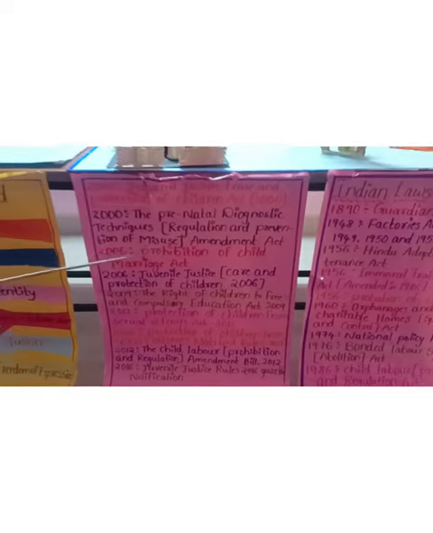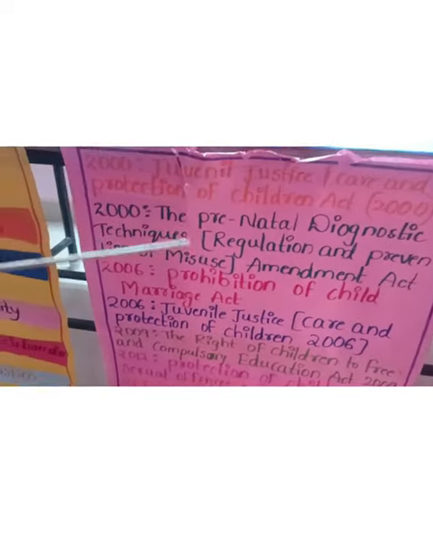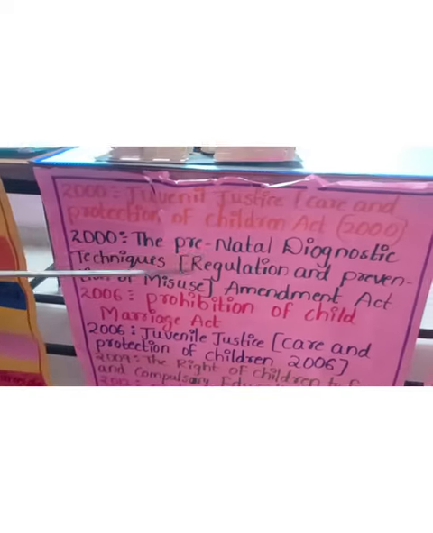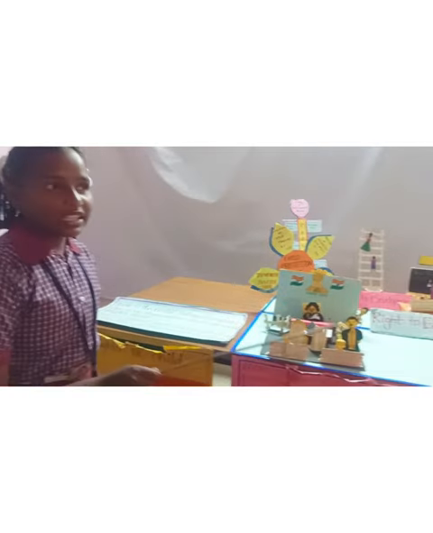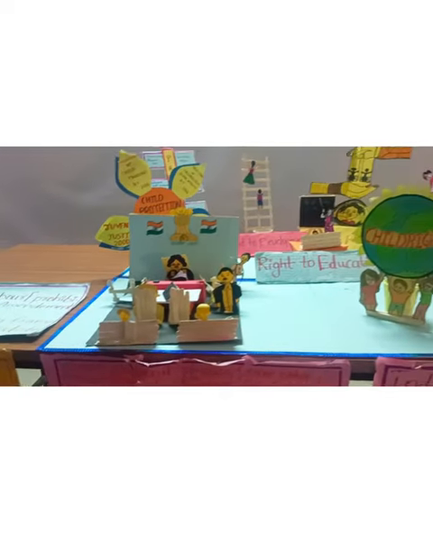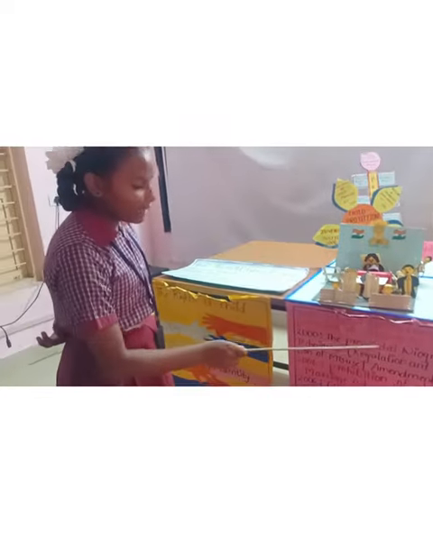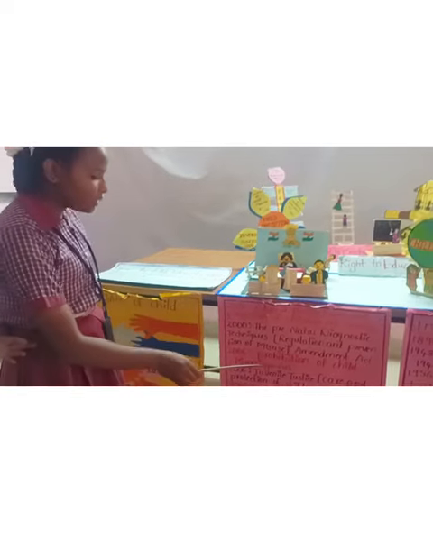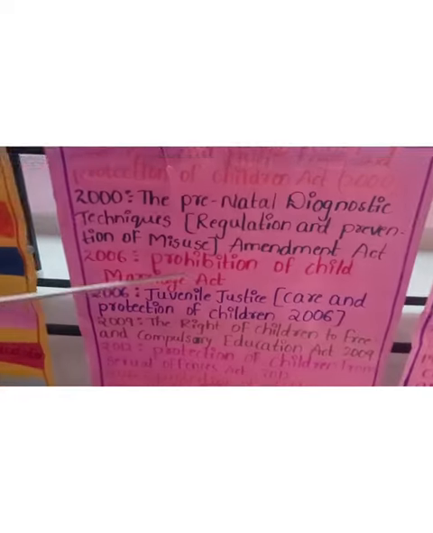The Prenatal Diagnostic Techniques Regulation and Prevention of Misuse Amended Act was introduced in 2000. As we know, due to technology, many pregnant ladies know before giving birth whether the child is female or male. If it is female, they do not give birth to the baby. That is gender discrimination. To abolish that, the government strictly gave this act. Prohibition of Child Marriage Act is the act to abolish child marriages.